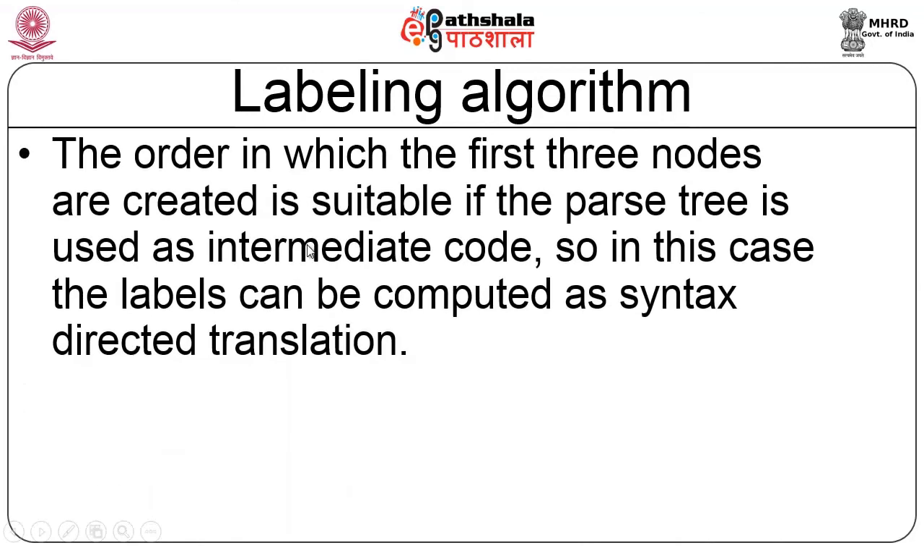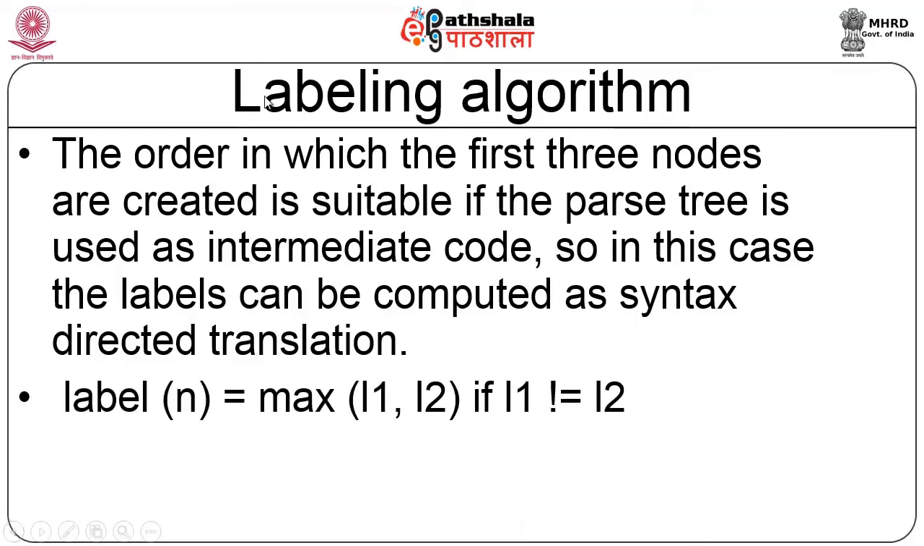So the order in which the nodes are created is suitable if the parse tree is chosen as the intermediate code. In this case, the labels can be computed as a syntax directed translation. This is one more piece of information available in the textbook. If we are going to use this logic, label of n is equal to max of L1, L2 if L1 is not equal to L2. That is, L1 is the label of the left child and L2 is the label of the right child. So if the labels do not match, I choose the max of the two labels and assign it to the interior node n whose left and right children are L1, L2. On the other hand, I will choose L1 plus 1 if L1 is equal to L2. If the labels match, then the parent's label will be the left child's label plus 1.